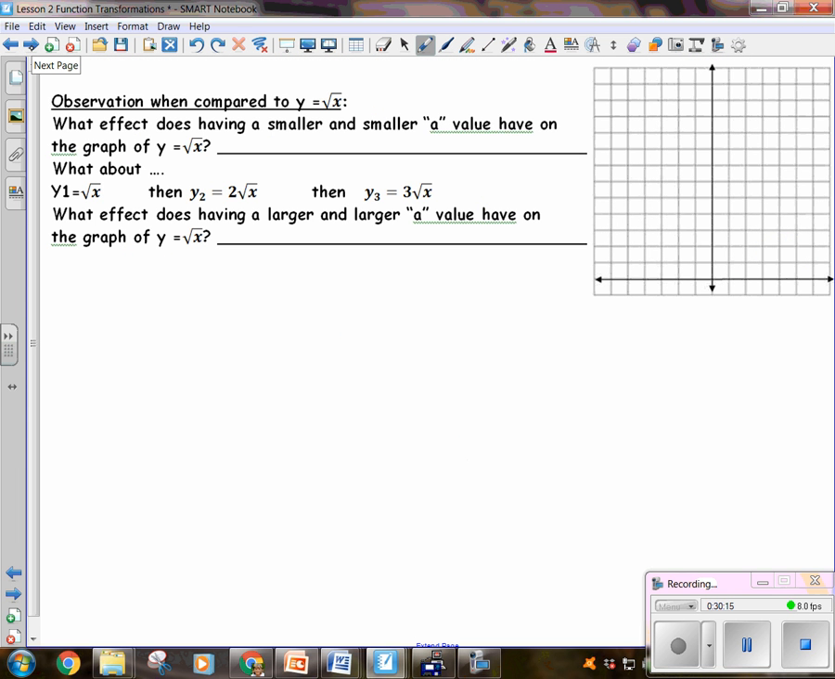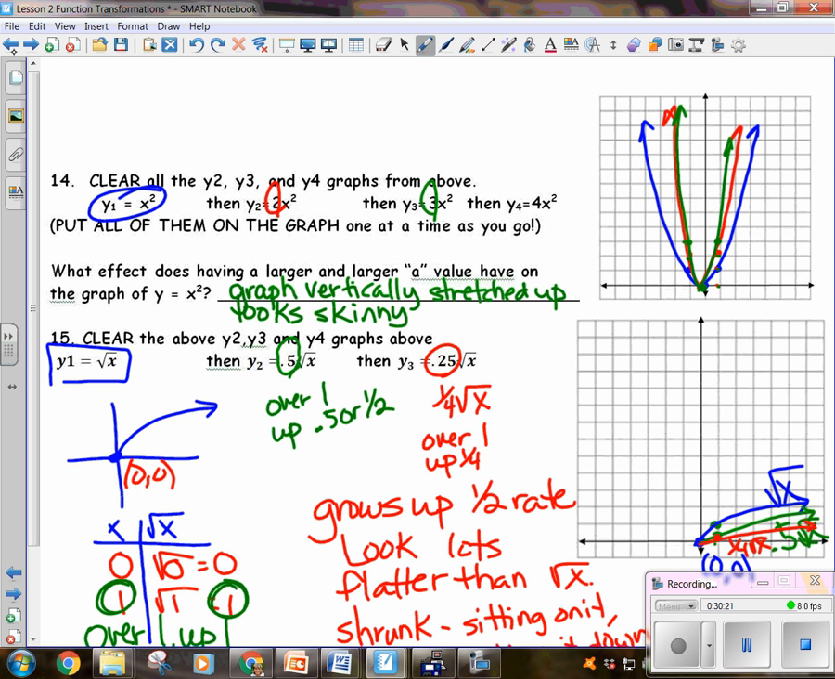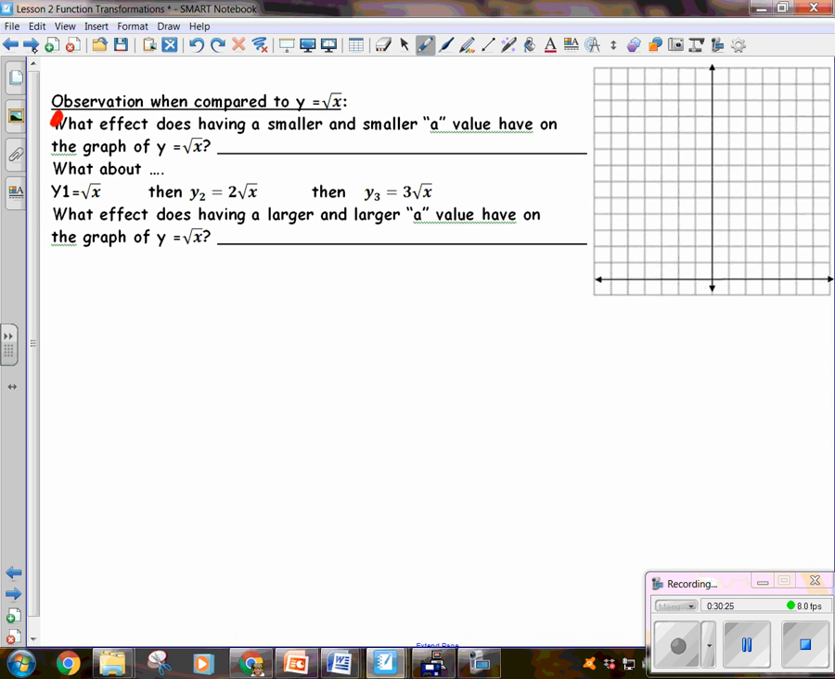Pretty much we're going to wrap this up. And so I guess I actually answered the observation question over here on this slide. So I've actually already answered that question. So let's talk about the last one. I'm going to graph this one, square root of x. Remember that starts at 0, 0, and your very first movement is always going to be over 1 and up 1. So right there is square root of x.